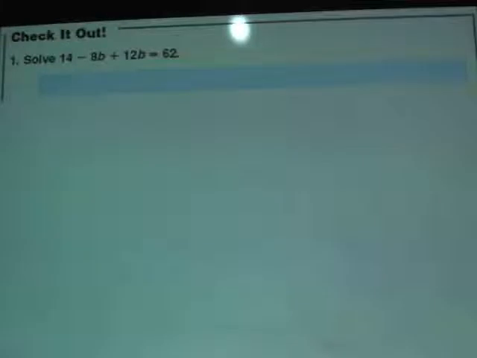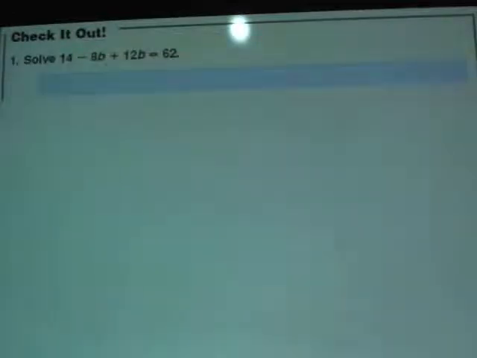All right, so let's go ahead and take a look at the concluding examples here. We'll start with number 1, where we're asked to solve 14 minus 8b plus 12b equals 62. So as you can see, again, like the earlier question 1, we've got 2 variable things on the left side. And that's going to be bad for us because when we're done, we only want 1 variable thing there on the left side. So we're going to put these variable things together.